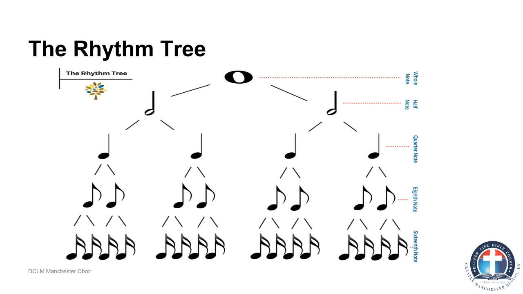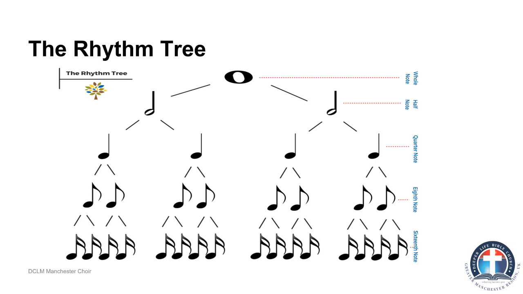Two crotchets will make up a minim, and four crotchets will make up what? A semibreve. How many quavers will make up a crotchet? A quaver has a value of half. Half plus half is equal to one. So we need two quavers to make up the value of a crotchet, which is one beat.